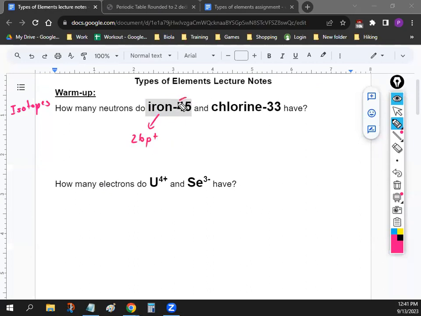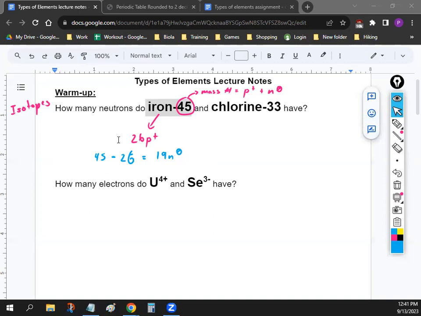All right, and then we learned that this number right here is called the mass number. And the mass number, we get that by adding the protons and the neutrons. So if we want to find just the neutrons, it's super simple. We just need to take the mass number, which is 45. We're going to subtract 26. And then that is going to give us our answer. So if you do 45 minus 26, you should get 19 as your neutrons.